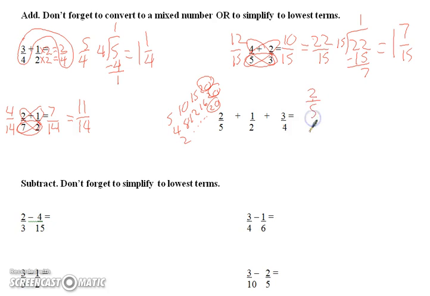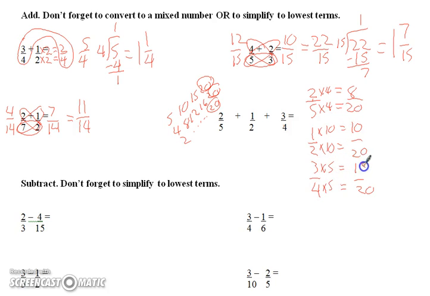So I'm going to write my problem vertically because I like it that way better. And I want to change each of these to 20ths. So I got to take the 5 times 4, which means I'm taking the 2 times 4 and get 8/20. 2 times 10, so 1 times 10 equals 10. 4 times 5, so 3 times 5 equals 15. I add these up, 8, 10, 15, be 33/20. When I divide it out, it's going to go 1 time with 13 left over, so it equals 1 13/20.